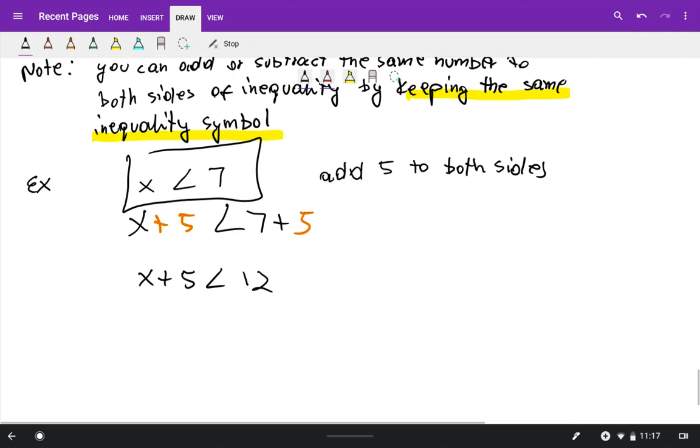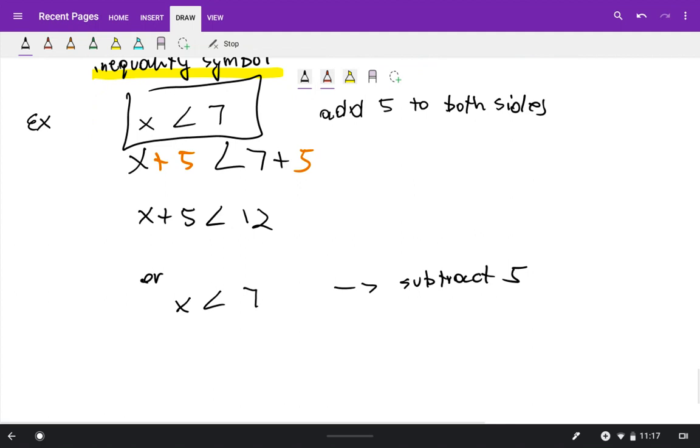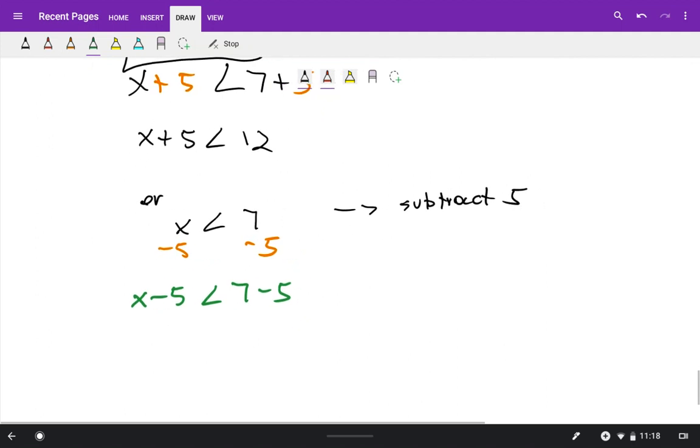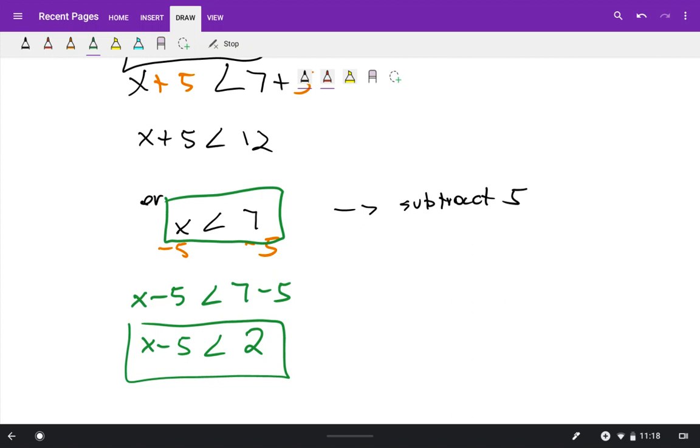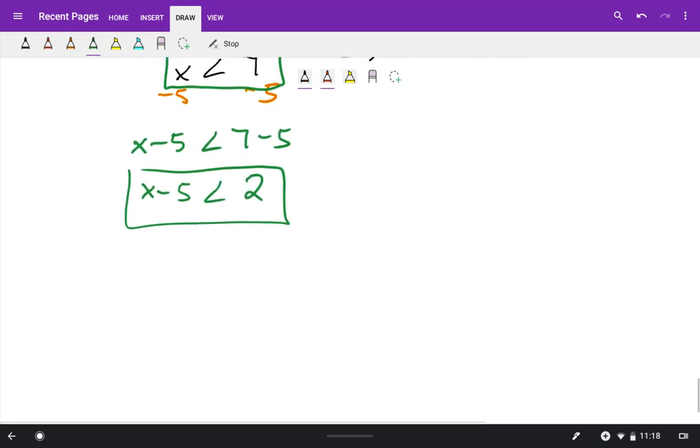And when you subtract, it will be the same thing. If x is less than 7, and you want to subtract 5, I'm going to subtract 5 from both sides. So we will end up with x minus 5 is less than 7 minus 5, which after simplifying gives you x minus 5 is less than 2. Okay, so this inequality is equivalent to this inequality, which means they have the same solution. Now, there is a different rule about multiplication.